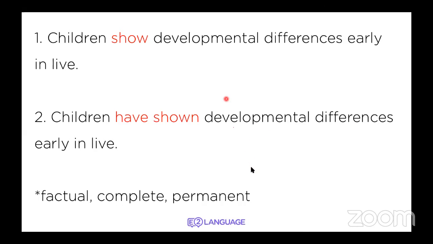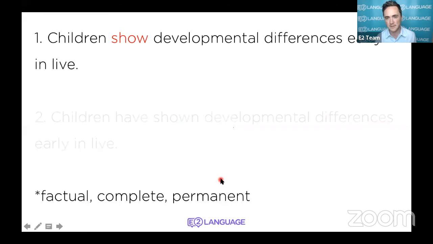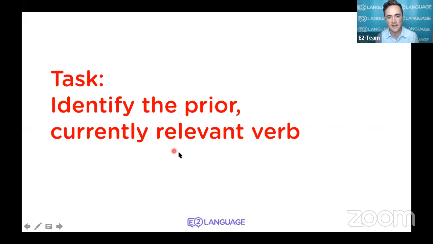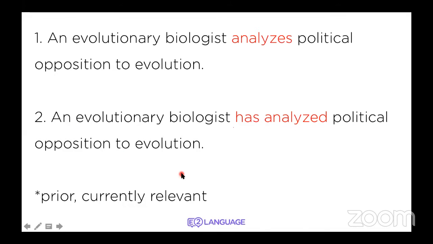Right, correct. Good. Everybody got that right. That's good to see. Right, so the factual, complete, and permanent verb is that children show developmental differences early in life. Sorry, my mistake, early in life. Children show. Right, let's compare that. Please identify the prior but currently relevant verb. The prior but currently relevant verb. Good. Well done. Correct.